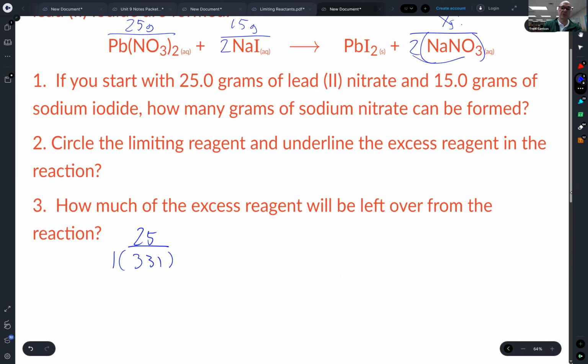Now the coefficient in front is a 1. Setting that equal to the unknown amount on the right, 2 times the sodium, which is 23, plus 14 for the nitrogen plus 48 for the oxygen, it's 85. Now I'm going to cross multiply. So 25 times 2 times 85 divided by 331 gives me 12.8 grams of the product.